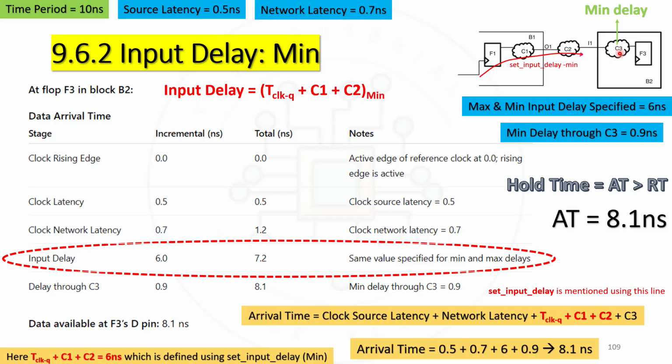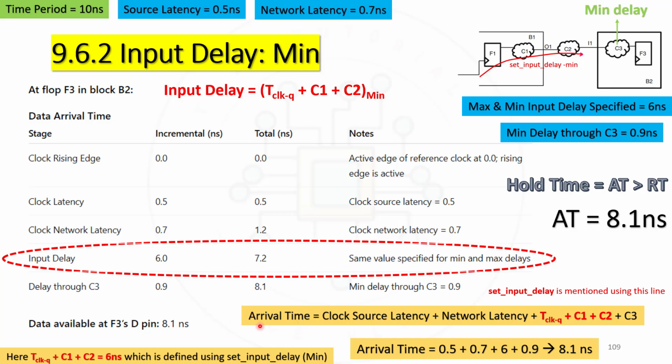Now we have to give the value of C3, that is, what is the combo delay C3. If it is max we have to give the max value, if it is min we have to give the min value. So that's why I mentioned here min delay. So the delay through C3, which I am assuming, is 0.9 nanosecond. So this 0.9 nanosecond should be added to 7.2, so that we get 8.1 nanosecond as the total time the data is taking to reach this particular data pin of flop F3. Means from this point till the data pin of flop F3, total arrival time is 8.1 nanosecond.